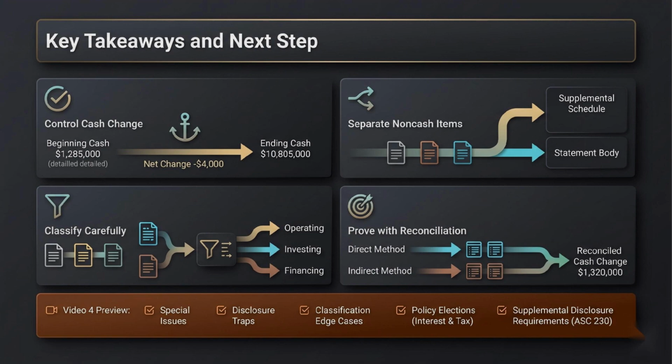Third, classify every transaction carefully by tracing it back to the source facts. A single non-cash note conversion placed inside cash debt repayment can break the whole statement. Fourth, prove the result with reconciliation. If the direct method CFO and indirect method CFO agree and the 3 sections reconcile to the cash change, the statement is ready for disclosure.